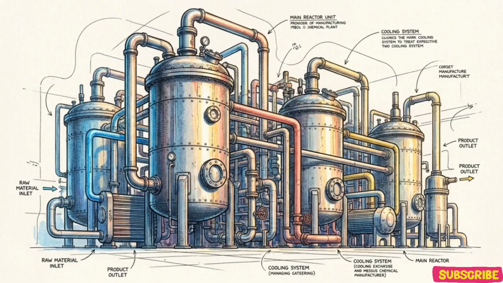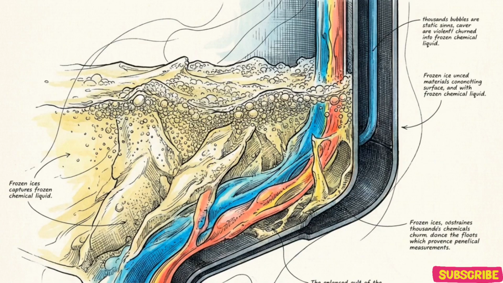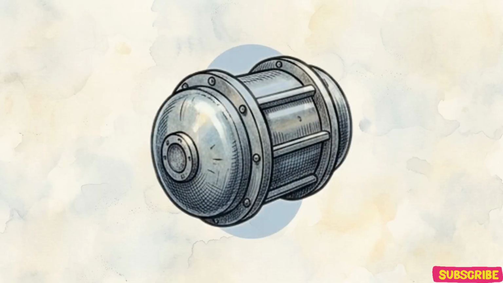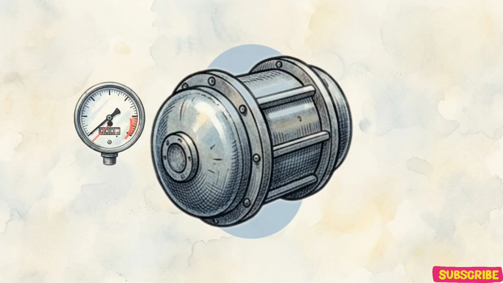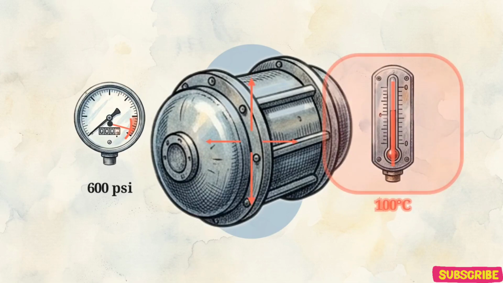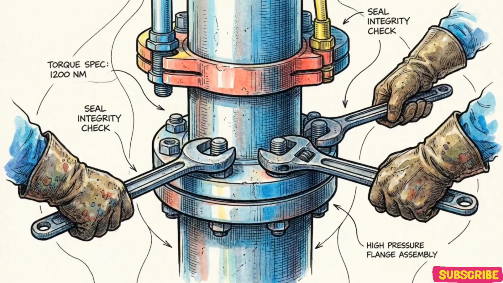In October 1989, a plastics manufacturing plant in Pasadena, Texas, was running a high-capacity polyethylene reactor. Inside was a volatile mixture of ethylene gas and an isobutane solvent. This animated cross-section shows the internal environment of the vessel. The reactor operated under a working pressure of 600 pounds per square inch and maintained a temperature of 100 degrees Celsius. Technicians were performing a routine maintenance task to clear a blockage in a lower settling leg.